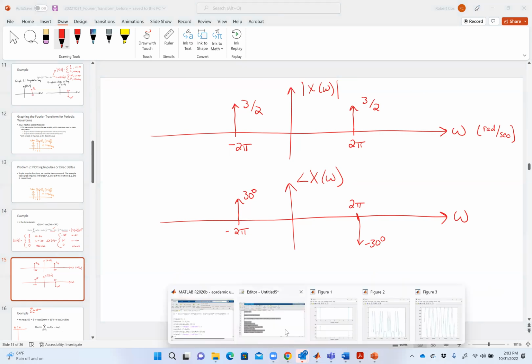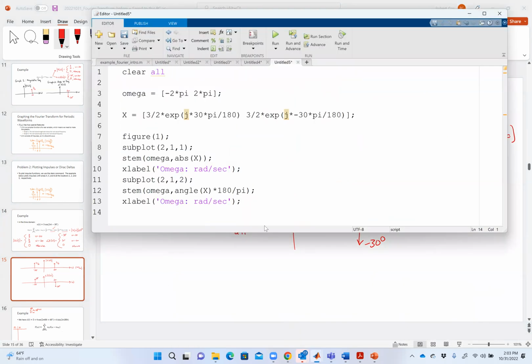Well, here's an example piece of code of how I would do this. So what did I do? I created an omega vector, and I put locations at negative 2 pi and 2 pi. And then I created my X. This is my Fourier transform here. So there are 2 entries in the X vector, because I'm going to plot those 2 together. And this is the value I should have at negative 2 pi, and this is the value I have at 2 pi.